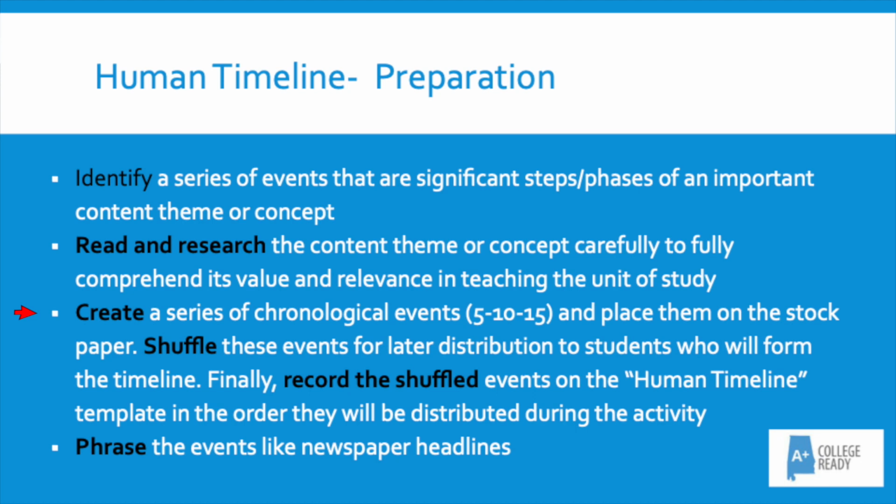So let's review. You must identify, you must read and research your information, you must create how you want to place those things in order, and then you've got to shuffle them and mix them up. And finally, you must record those events on the timeline graphic organizer that's on the next slide. Once you record those events, the key is you must come up with a newspaper headline that connects with those events, because that's where we're allowing our students to step outside the box. Not only are they able to look at those events and put them in order, but they're able to create a headline that connects with those events.